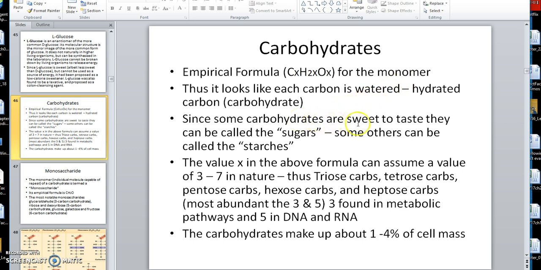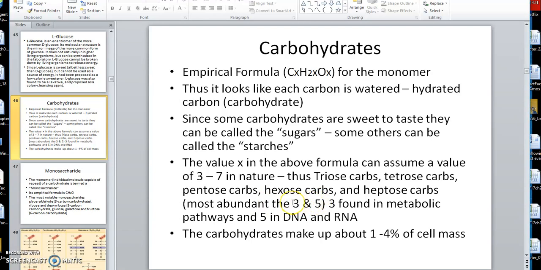Carbohydrates, some of them are sweet to the taste. They can be called your sugars. Others that are not sweet to the taste can be called your starches. The value X in the above formula can go from 3 to 7, naturally occurring. That would be 3 carbons, 4 carbons, 5, 6. You can have trioses, tetroses, pentoses, hexoses, and heptoses. Most abundant are the 3 and the 5.